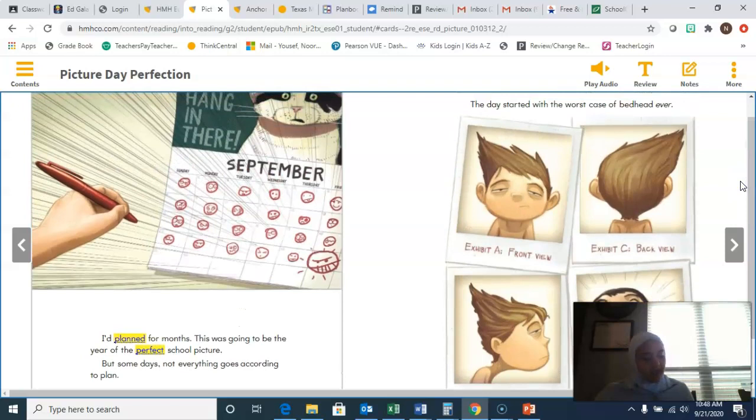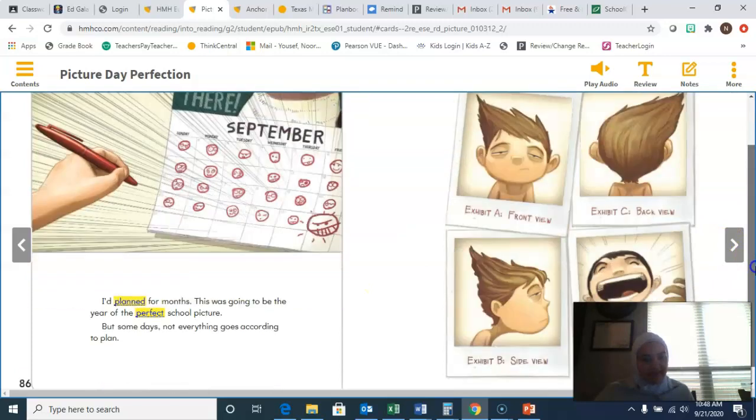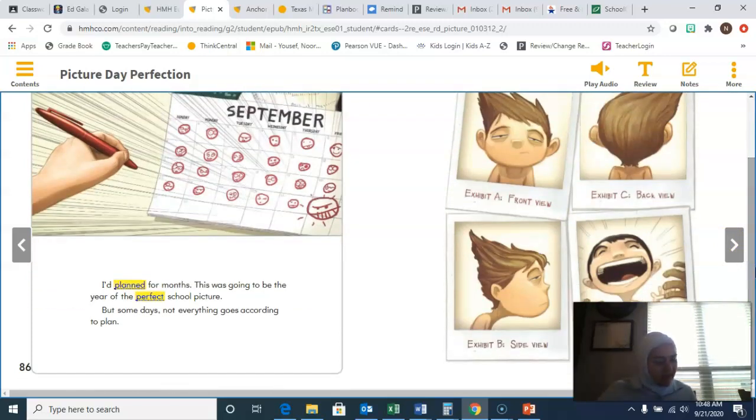Uh-oh. Let's talk for a second. Who is telling the story here? Who is talking? I'd planned for months. Who's planned for months? The main character is telling the story. Do we know what his name is yet? Not yet, but we know that the main character is telling the story. And I know that because it said I'd planned for months. Who's planned? The person telling the story. So he's talking about himself.